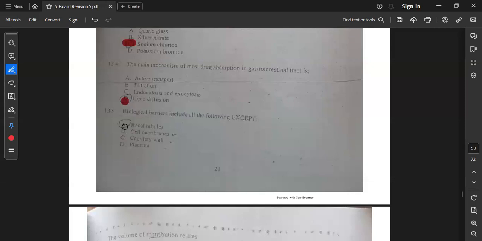Biological barriers include all the following except renal tubule, cell membranes, capillary wall, placenta. Okay, we are told the answer is renal tubules. Have we covered the different types of barriers? I know it might be common, but just like an overview. We haven't covered.